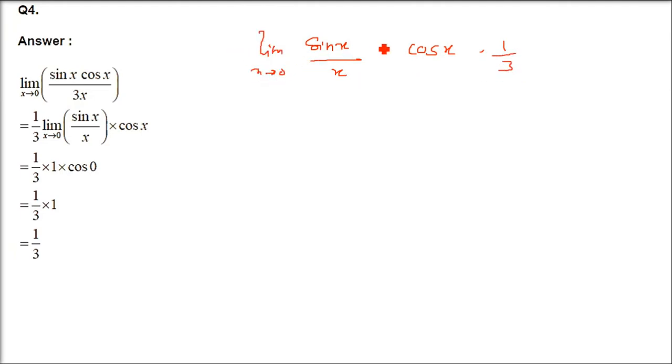So limit x tends to 0, now applying separately. This 1 by 3 is constant, it doesn't affect. Limit x tends to 0, cos 0 is what? It is 1. Sin x by x, x tends to 0 is going to be 1. So 1 by 3 into 1 into 1, that is going to be 1 by 3.